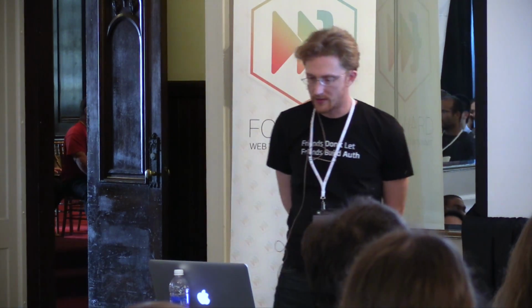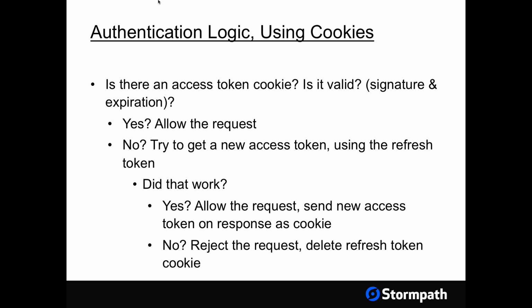So what does the authentication logic look like if we're going to use these tokens in cookies? The situation is the user's logged in. We've sent down an access token and a refresh token, stored them in cookies. On the next request that my Angular app makes to get some data, the server is going to go through these checks. It's going to say, is there an access token cookie? If so, is it valid? Was it signed by me? Is it expired? If those checks are okay, then great, I can allow this request.